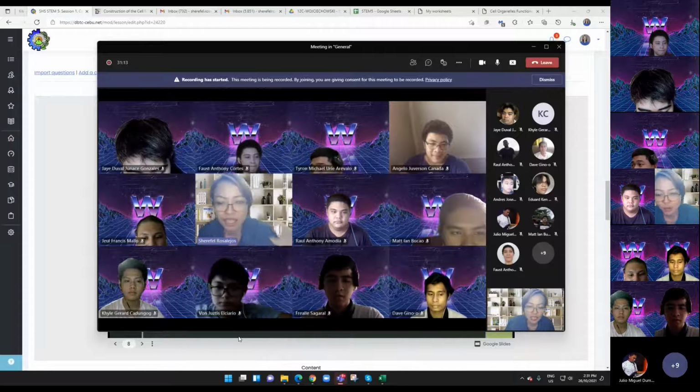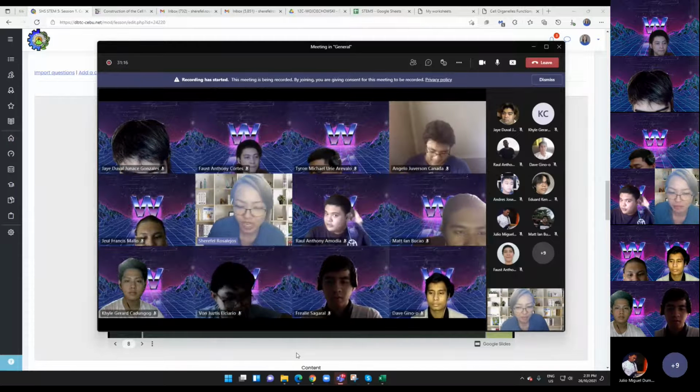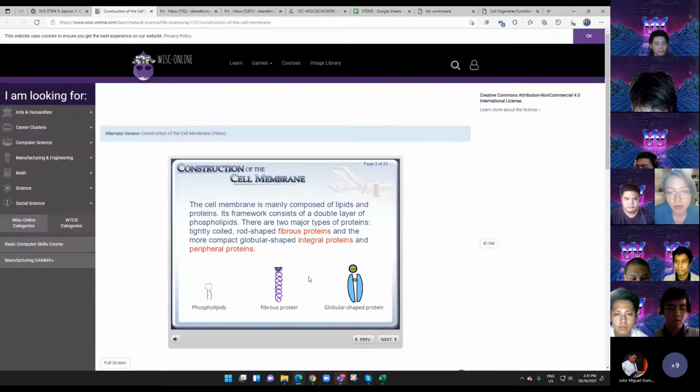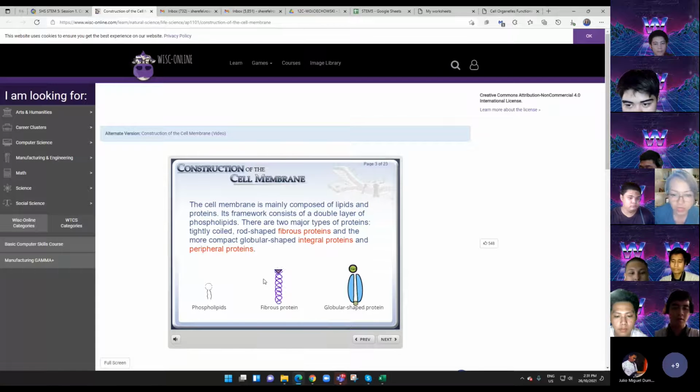Sunod mag-exercise na ta before ta magklase. Okay. So, when we say mosaic, the same thing ang ilang giingon nga ang cell membrane is comprised of so many things. What are these things? So, ang cell membrane nato class is na may phospholipid bilayer, no? So, it is also made of proteins. Lipids, phosphate, and proteins. So, unsa nga mga type of proteins? Fibrous proteins, integral proteins, o peripheral proteins.